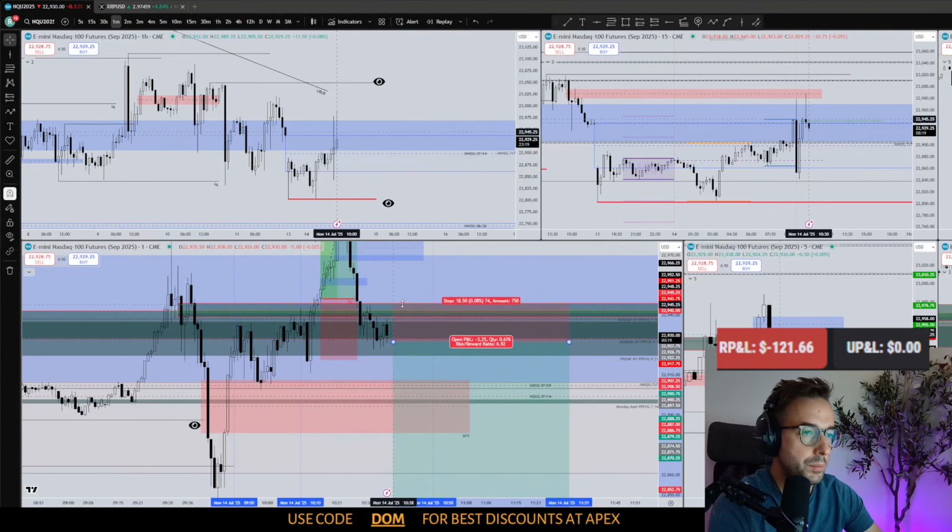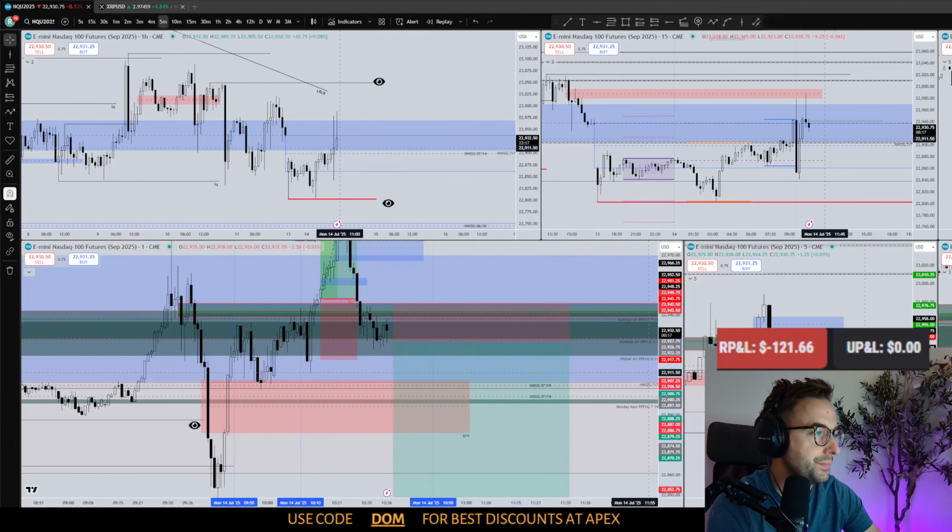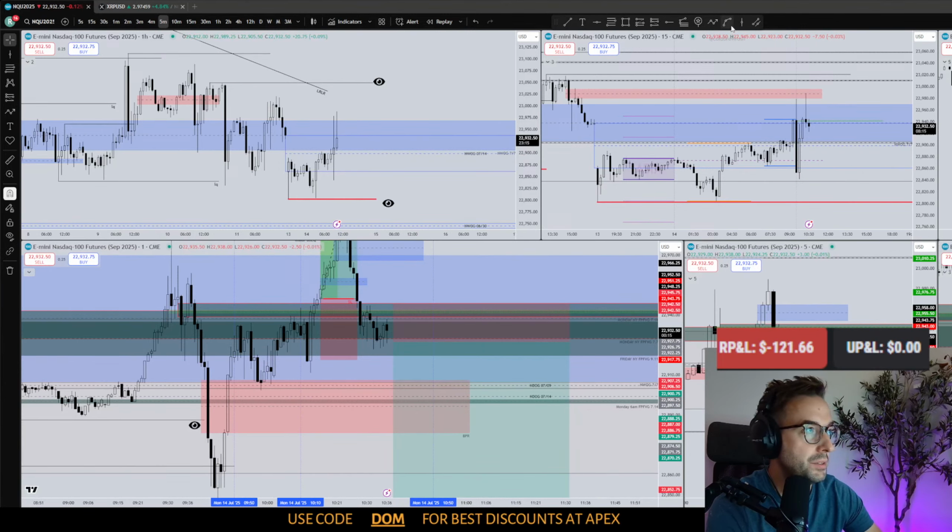So this is a bit interesting. This kind of PA here. It'd be nice to see PA do this on the 5 minute, like drive up and then just drive lower. That would fill in some of that.